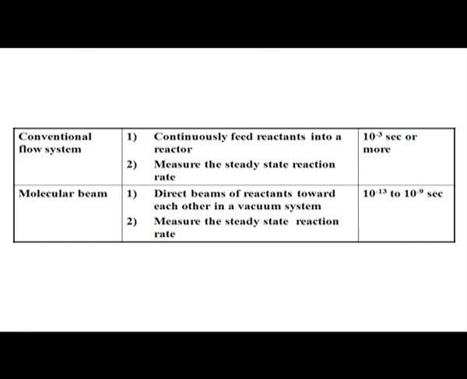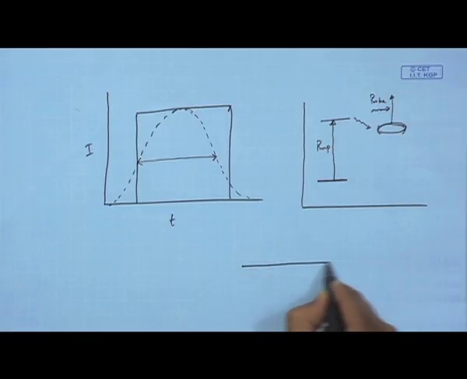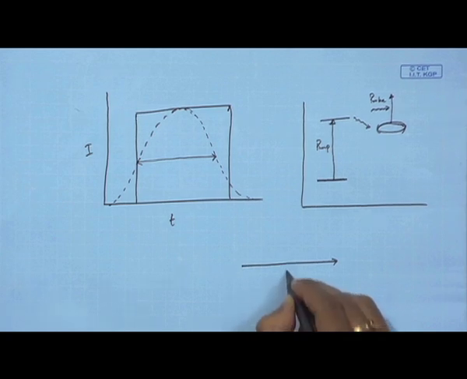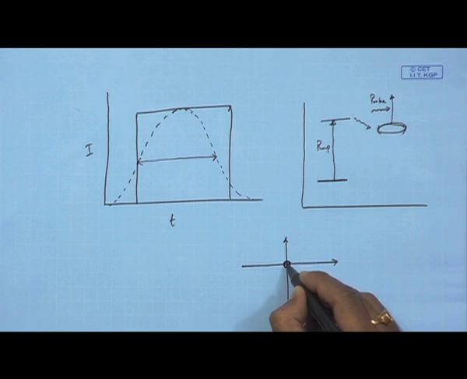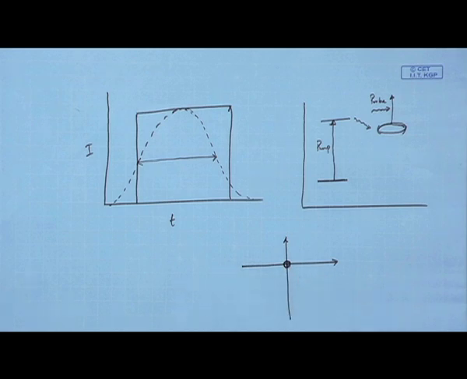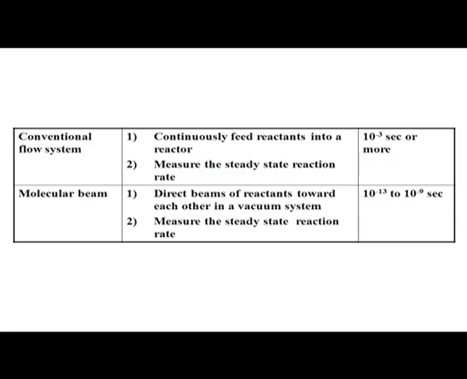Molecular beam: direct beams of reactants towards each other, I mean like that. Say we have got a beam of molecules, say one is going this way, another is going this way. So, there is the interaction at this point. Okay. So, reaction is happening at this point. And you can study how much reaction is taking place, maybe by using a suitable detector over here. Okay. Again here the time constants are like 10 to the power minus 13 to 10 to the power minus 9 second.